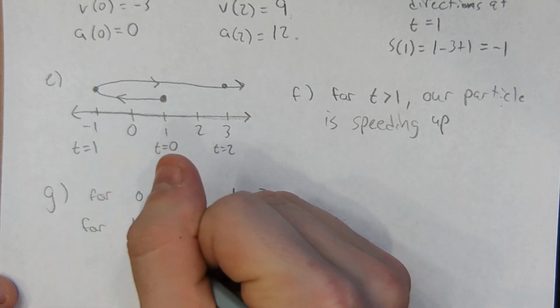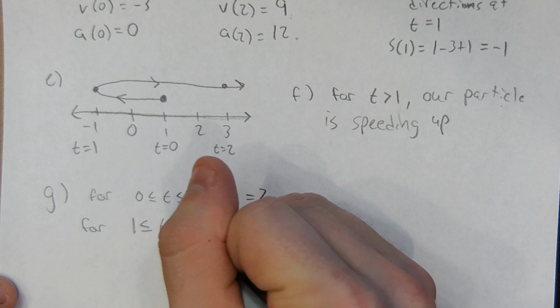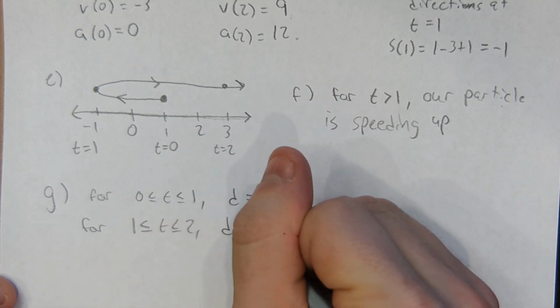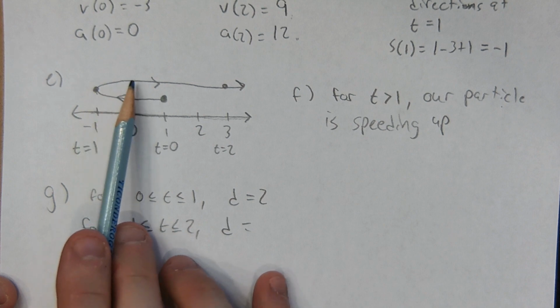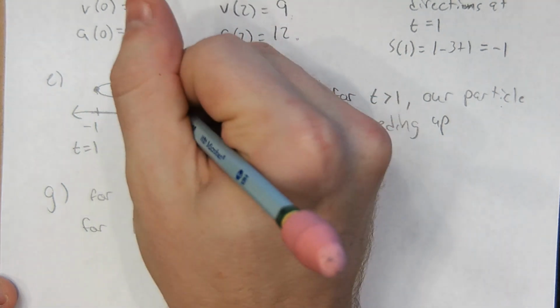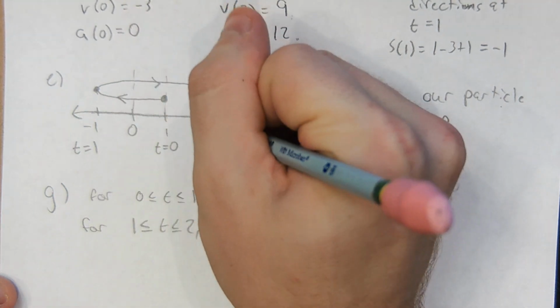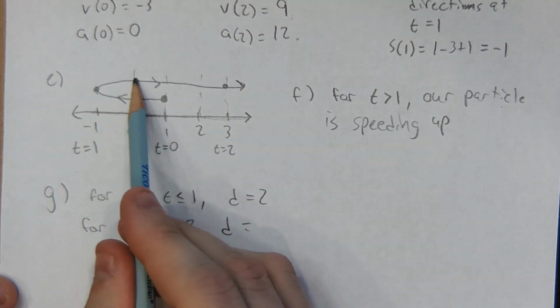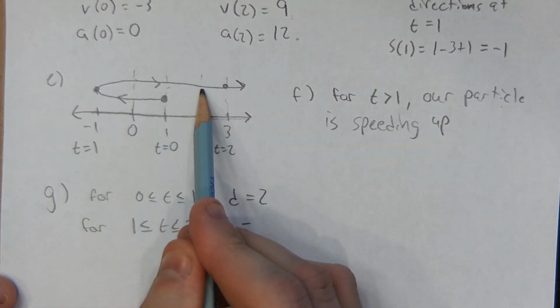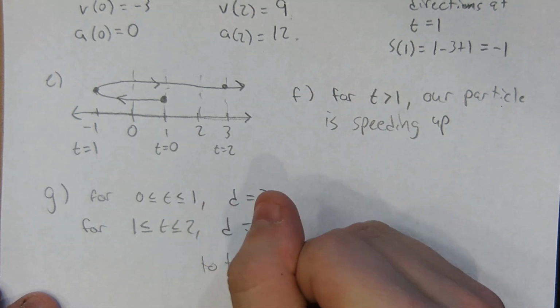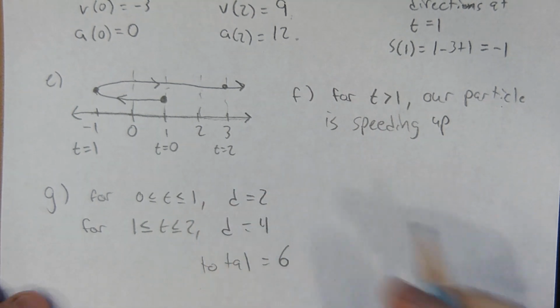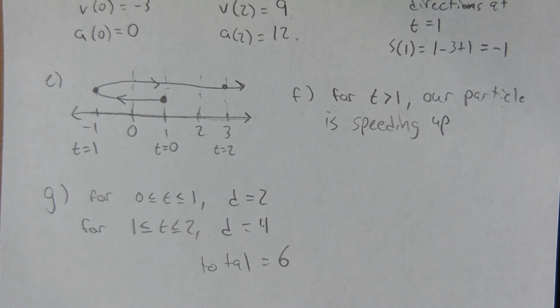And then from 1 to 2, I went all the way back 1, 2, 3, 4 units to the right. So the total is 6. 2 steps left, 4 steps right.